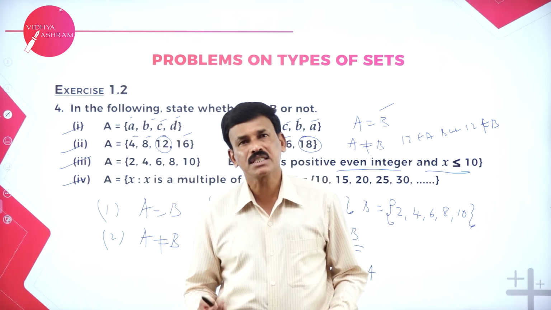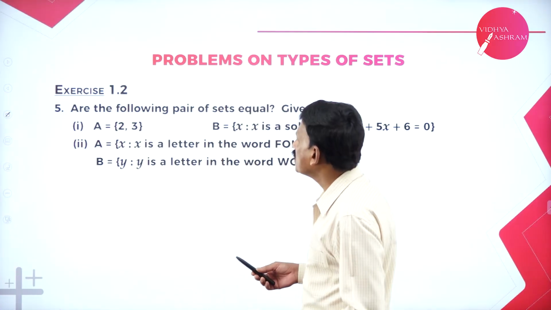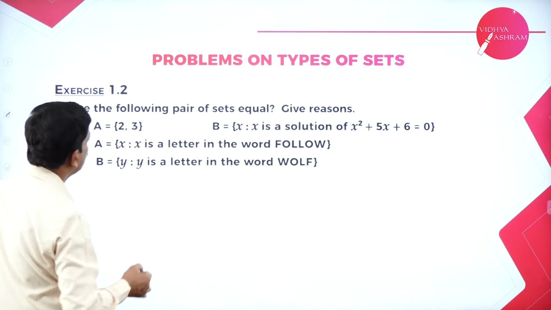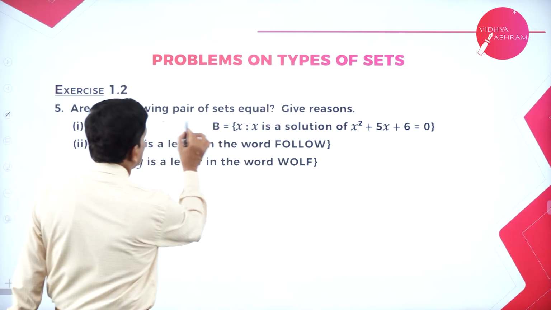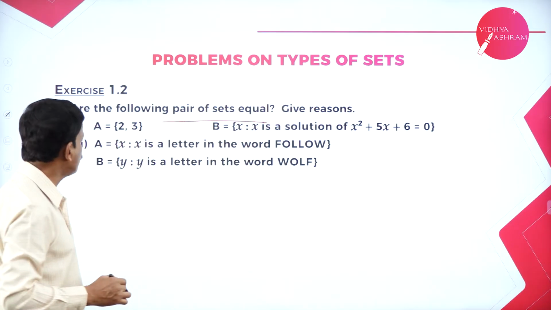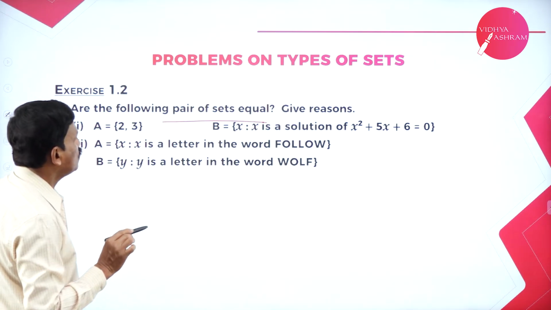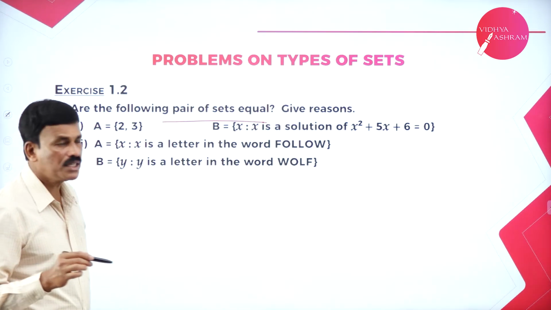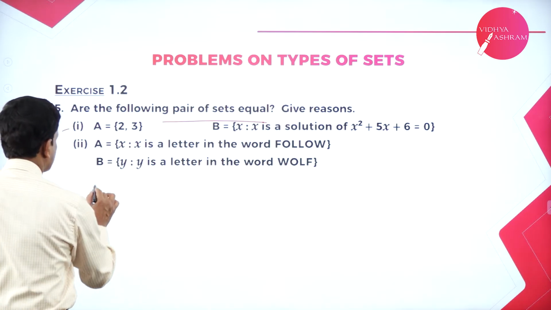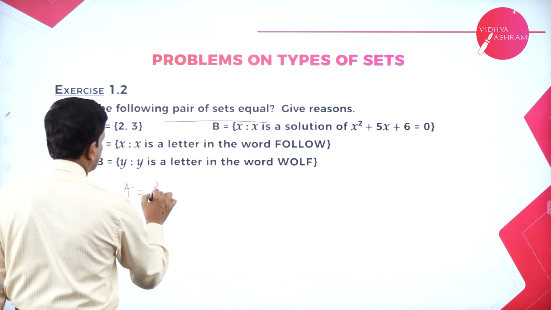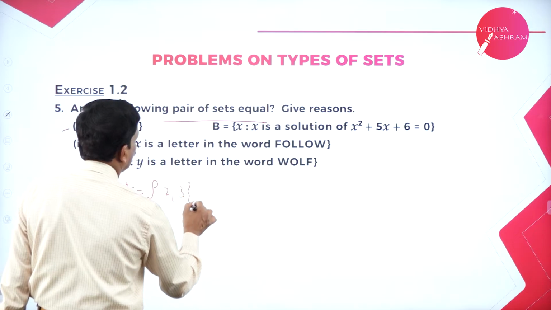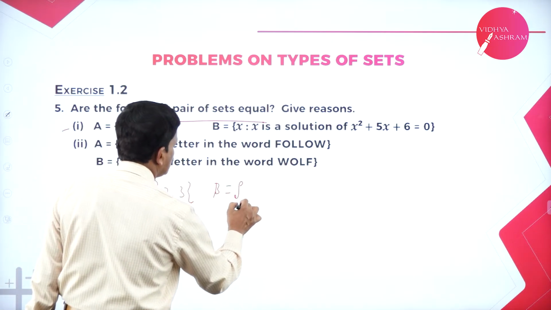Okay. Now, let us come to the next set of problems. What is the problem given? Are the following pairs of sets equal? We have to say whether the following pairs of sets A and B are equal, and give reasons. The first one: the set A contains 2, 3, whereas the set B contains, what is B?